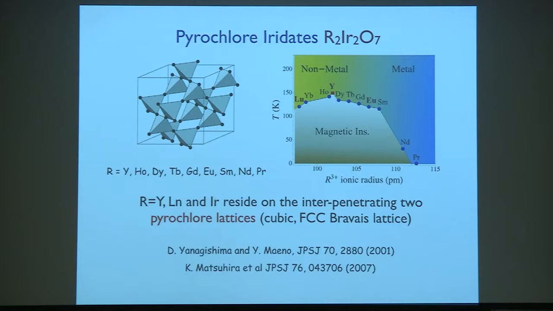By changing this rare earth ion, you can change the metal-insulator transition. At high temperature, the material looks metallic. At low temperature, you get an insulator. It turns out that these insulators are magnetically ordered, but this metal-insulator transition temperature can be changed dramatically. For example, for praseodymium ions here, the system remains metallic all the way down to zero temperature.